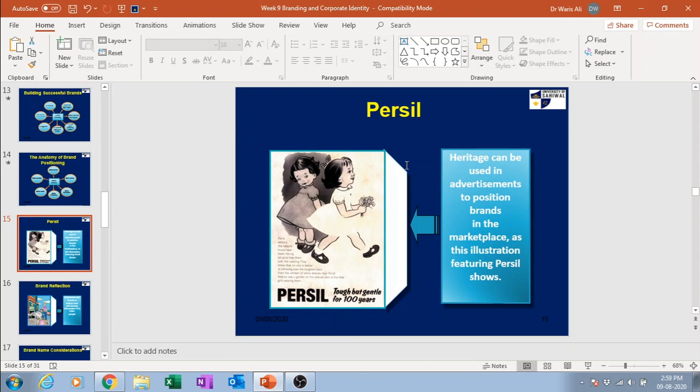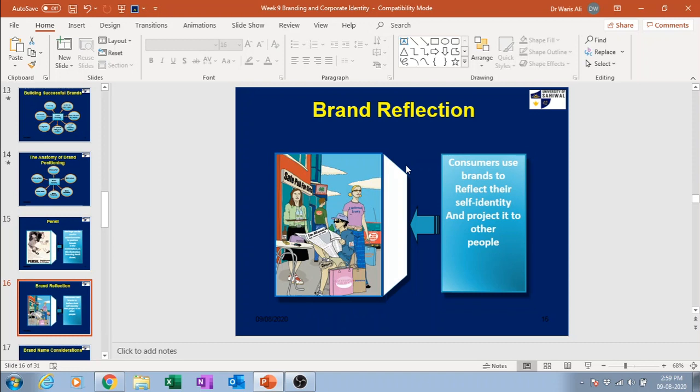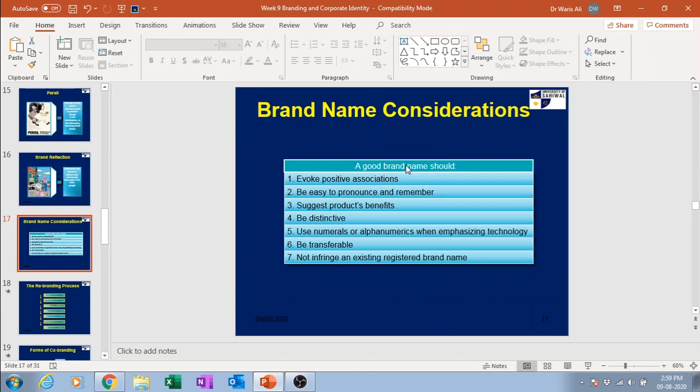Heritage can be used in advertisements to position a brand in the marketplace, as this illustration featuring Persil shows. So brand heritage helps us, because Persil is known for cleanliness, brightness, shining. So we can use the same heritage in order to develop new products. Consumers use brands to reflect their self-identity and project it to other people. So brand reflections. Keep in mind one thing.